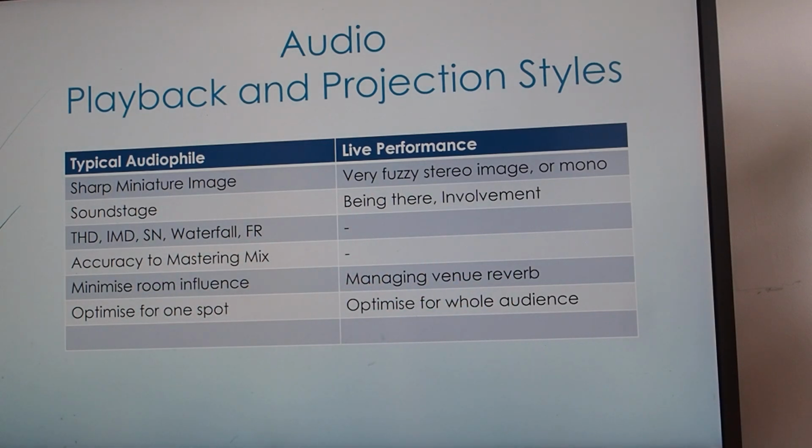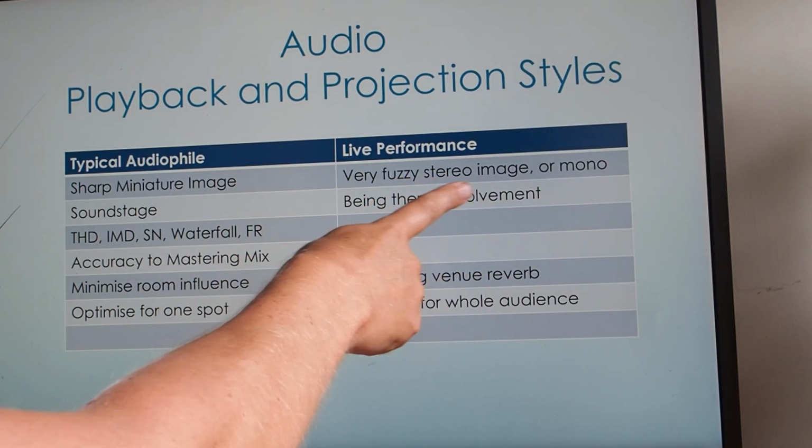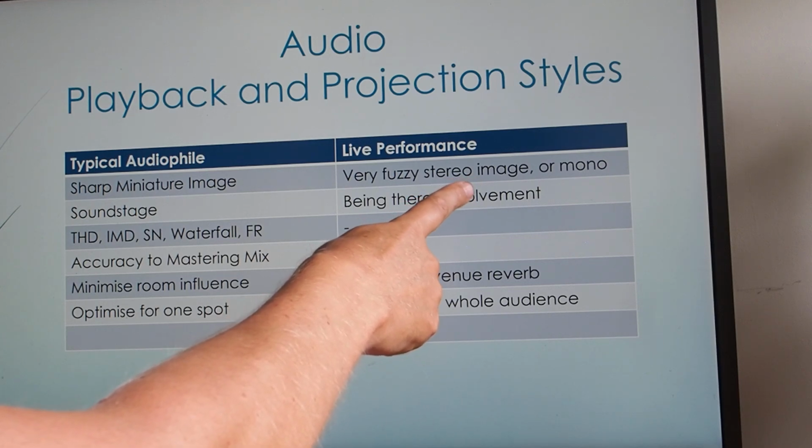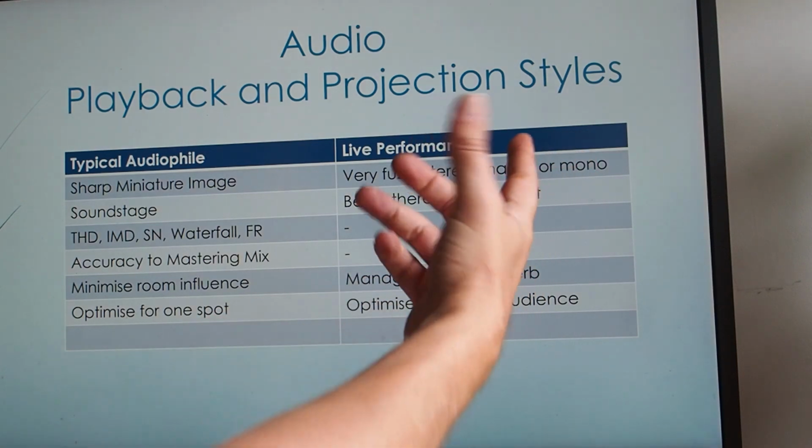You go to a live performance, music is everywhere. If at all, you get a very fuzzy stereo image. Close your eyes at any live gig. Do this. You'll be surprised. Or it's almost mono.